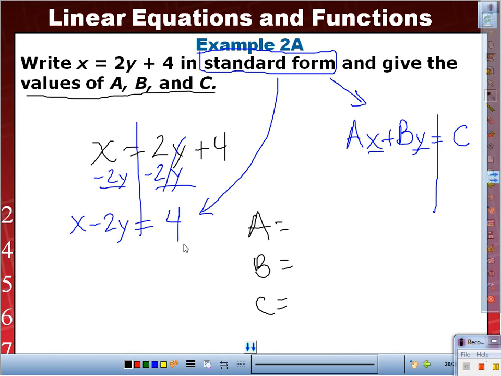I heard someone say 1. What's the invisible number here in front of the x? 1, because here the a is in front of the x, right? So tell your neighbor the value of b. Negative 2, that is correct, because it's in front of the y right there. So what is c, everyone? 4.